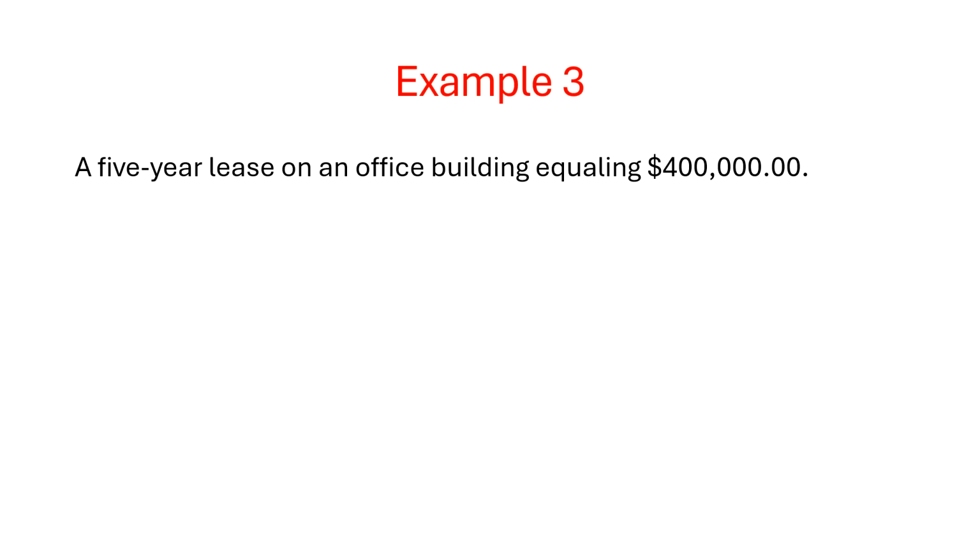Example 3. A 5-year lease on an office building equaling $400,000. Now, this will be a liability. But what type of liability is it? That's right, it's a non-current liability. Non-current liabilities are debts and obligations due in more than 1 year.